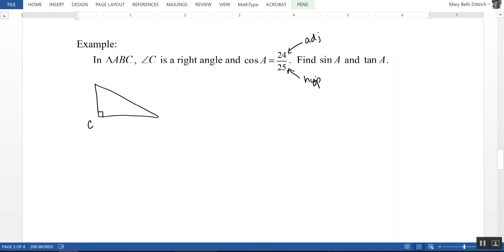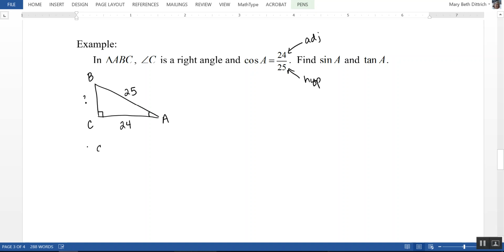Okay, so this is obviously going to be my hypotenuse. This one looks a little bit longer, so I'm going to go ahead and label that one 24. So that means that this angle right here would have to be A, and this would have to be B. So in order to find sine and tangent, I need to find the length of this opposite side right over here. Okay, to do that, I'm going to use the Pythagorean theorem.